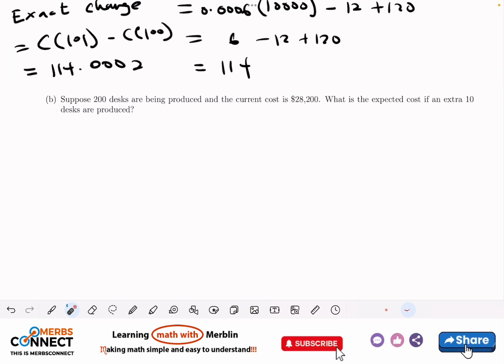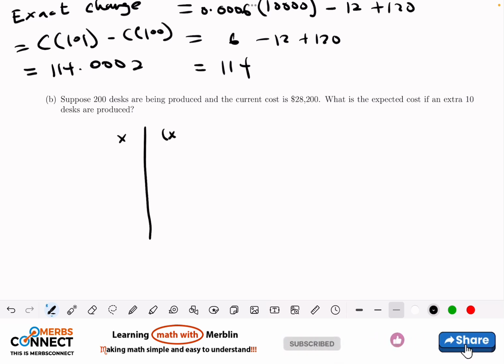Now suppose we have 200 decks. Suppose 200 decks are being produced, and then the current cost is $28,200. What is the expected cost if an extra 10 decks are produced? So this is very simple. I will have my X, and then I'll have my C of X.